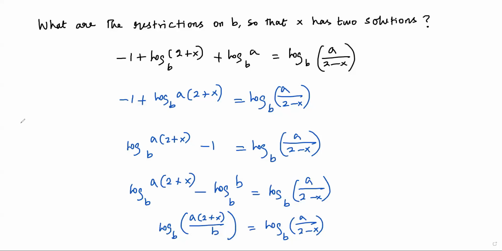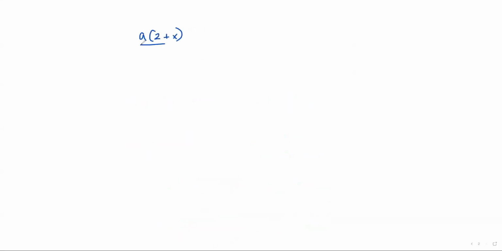Here, the two logarithms are equal. The base of the logarithm on the left side is b, and the base of the logarithm on the right side is also b. Whenever two logarithms are equal with the same base, we can equate the arguments. That is, a times (2 plus x) over b is equal to a over (2 minus x). That we can do on the next page: a times (2 plus x) over b equals a over (2 minus x).